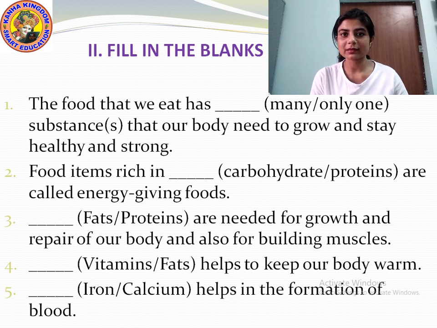Then number three, dash, fats, proteins are needed for growth and repair of our body and also for building muscles. What is needed for our body for growth and repair and for building muscles? It is proteins, P-R-O-T-E-I-N-S. Proteins are needed for growth and repair of our body and also for building muscles.